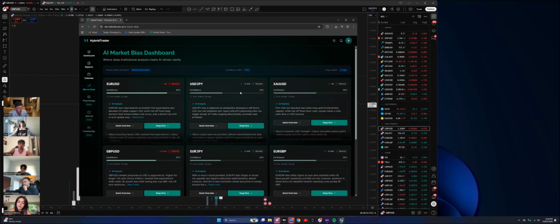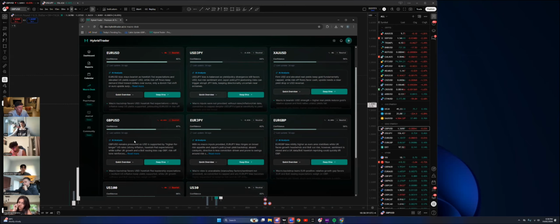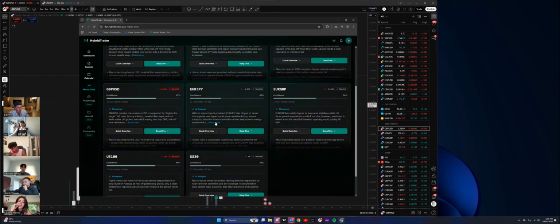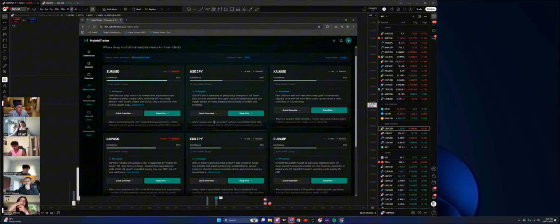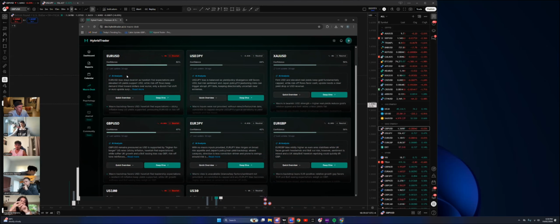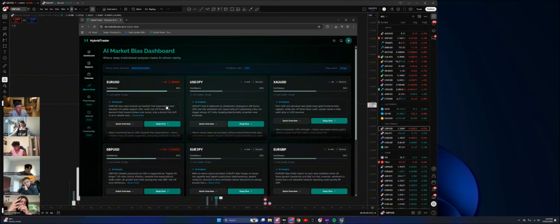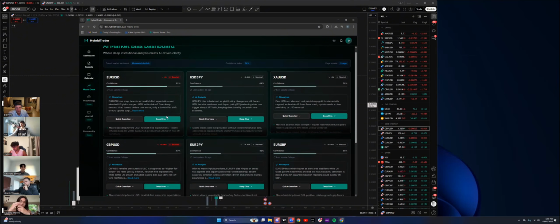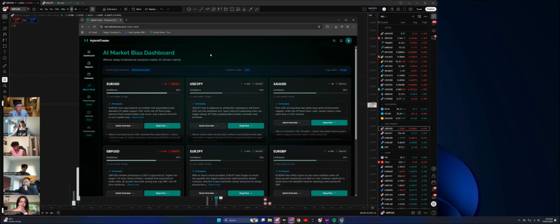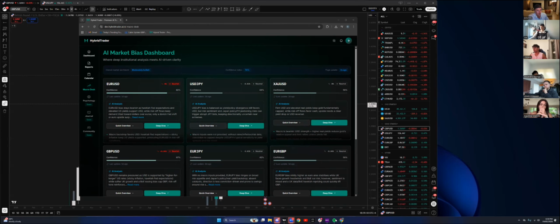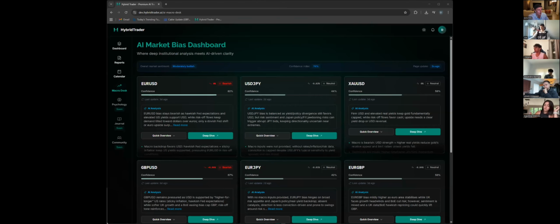EURUSD, we have bearish. USDJPY neutral, gold neutral, GBPUSD bearish. So pretty much everything is neutral besides GBPUSD and EURUSD. All right, so we're gonna put more focus on technical analysis today since we don't see any signals coming from fundamentals other than GBPUSD and EURUSD.